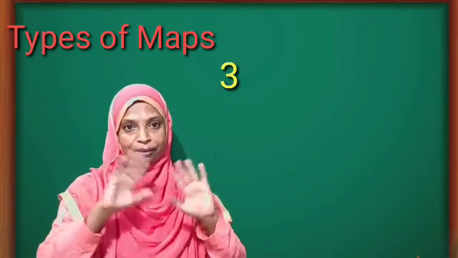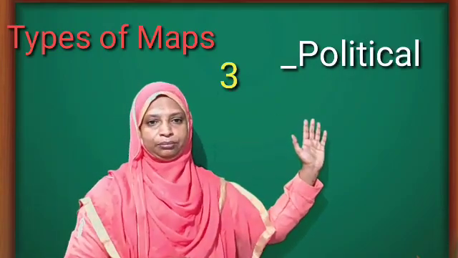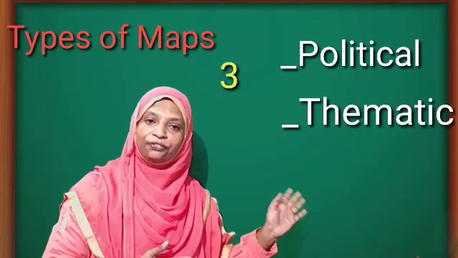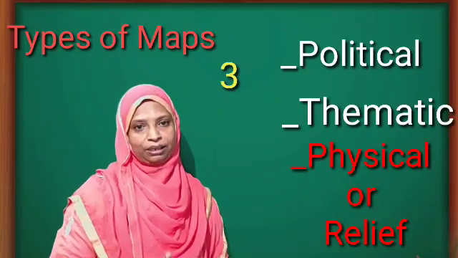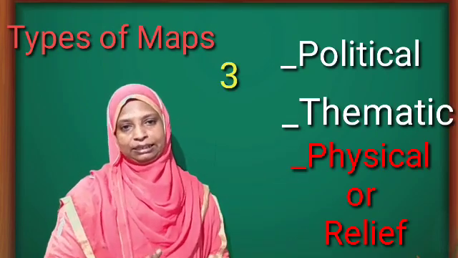That three different major types of maps are, one is called a political map, another one is thematic map, and the third one is physical map or relief map. Three types of maps are there: political, relief and thematic. We need to study them one by one.